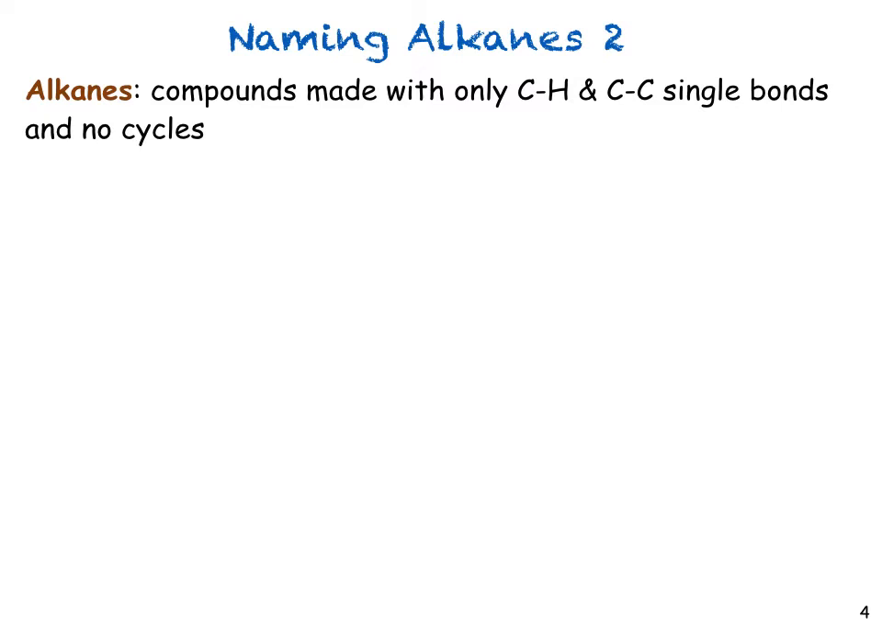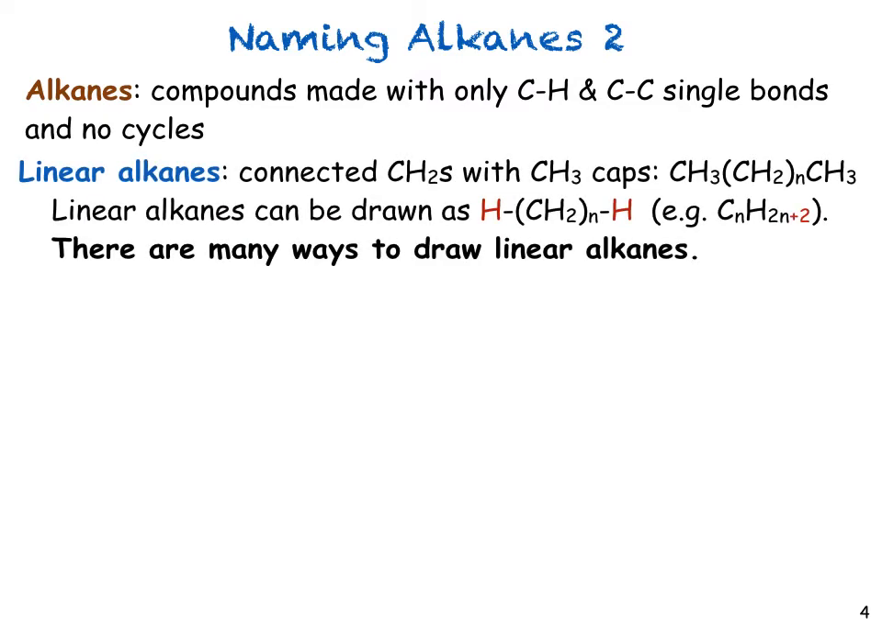So alkanes are made up of only carbon and hydrogen, there are only single bonds in these molecules, and there are no cycles. Linear alkanes are made up of connected CH2s, a long chain, and these are capped by hydrogens. I formulated this a little bit differently last time. I said we're capped by CH3s, but here I want to remind you we're capped by two H's. We're adding two additional H's to the 2N H's that occur when you have N carbons. And so this is how you get CnH2n+2.